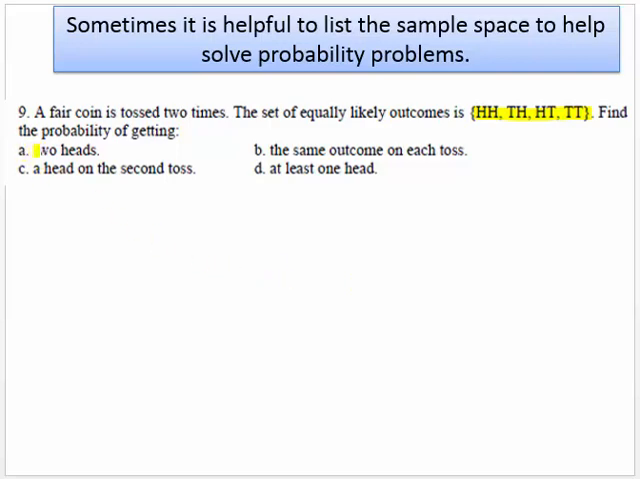So what's the probability of getting 2 heads? Well, you can see the only way to get 2 heads is right here, which is 1 out of 4. And we could answer all those other questions using that sample space also.